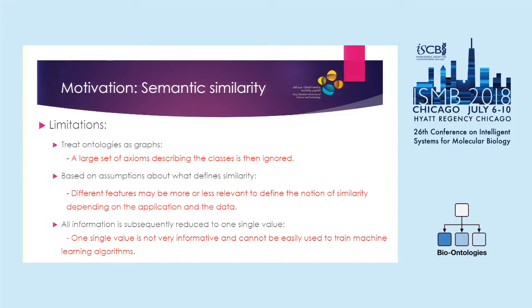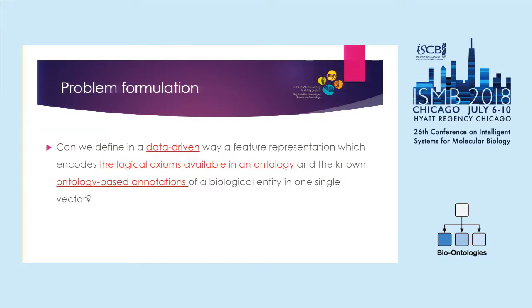The third limitation is that all we get from a semantic similarity measure is one value, one number, which is the similarity value. And obviously, one single number cannot be very informative and cannot encode a lot of the information provided by the ontology. So the problem we're trying to solve here is the following. Can we define, in a data-driven way, a method to produce feature representations of biomedical entities in such a way that uses all the ontology axioms and all the known annotations between biomedical entities and the ontology?